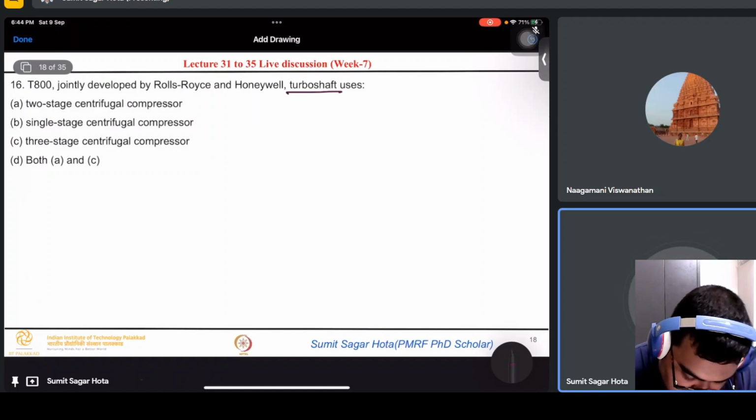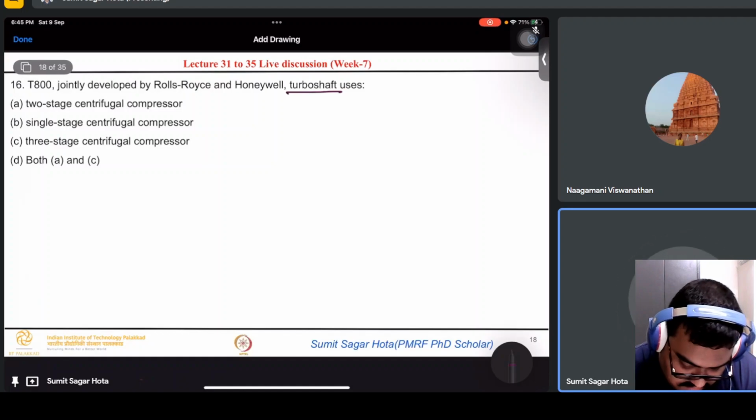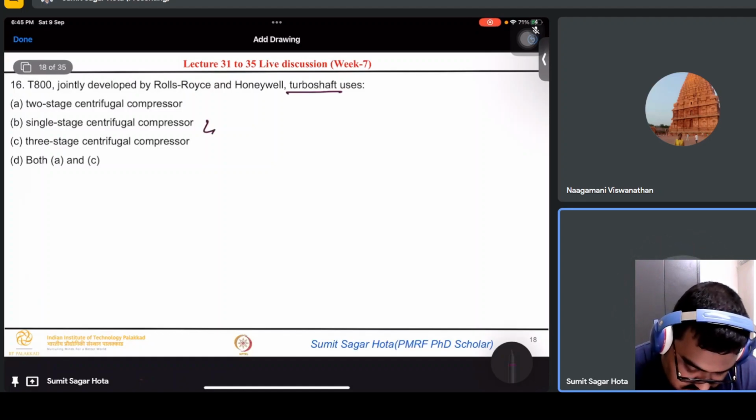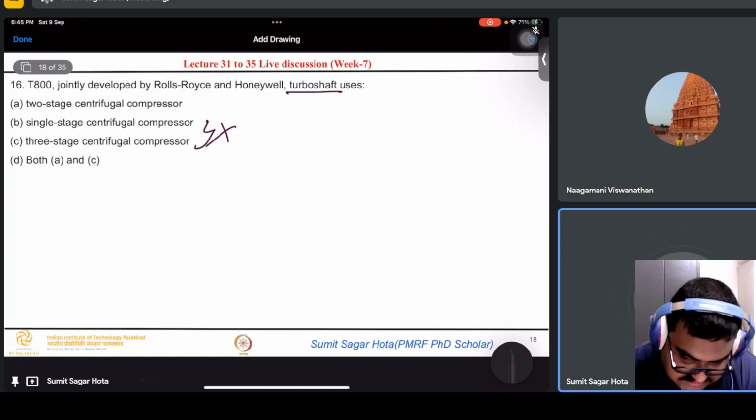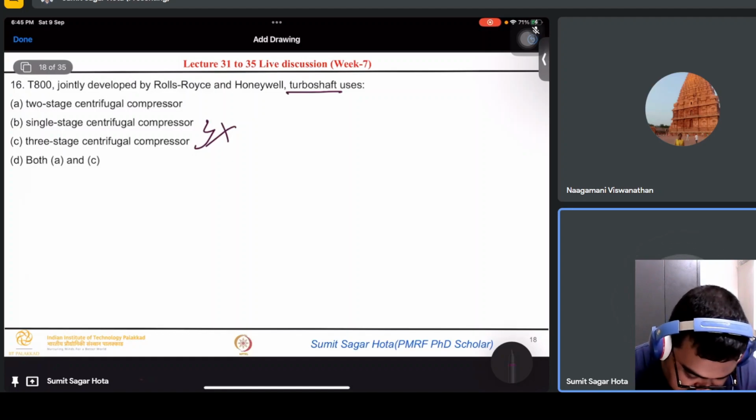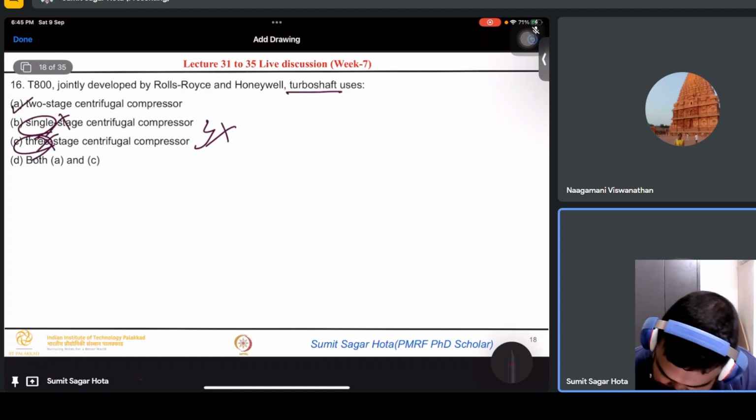Turbo shaft we know always uses centrifugal compressor. But what is the stages of the centrifugal compressor? Whatever. So always remember odd number is not possible. Whatever the odd number, directly remove. If there is a centrifugal compressor and there is staging, there will always be an even number of staging, not an odd number. So single gone, 3 gone. So option is A. That's it.